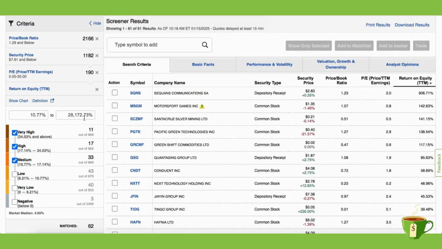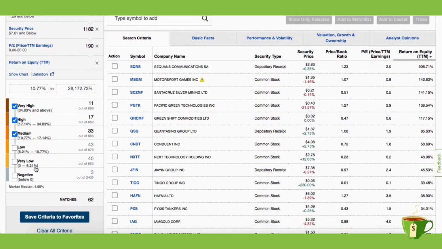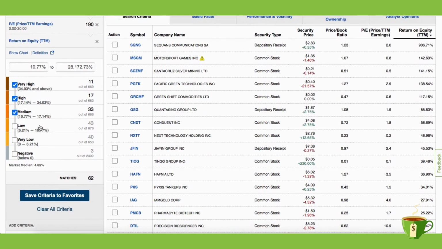So I'm going to set this to medium to very high, so between 10% and 35%, where I would really like to see over 20%. But I'm trying to keep it open in case some of these stocks meet some of the qualifications, but not all of them. I want to leave it open.